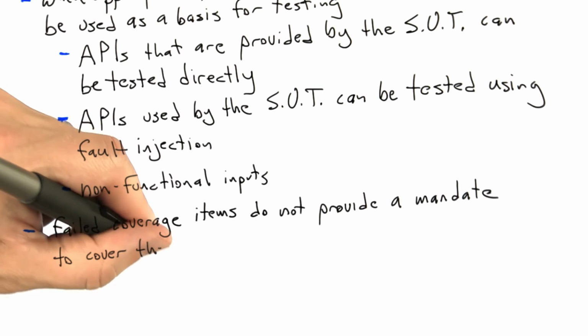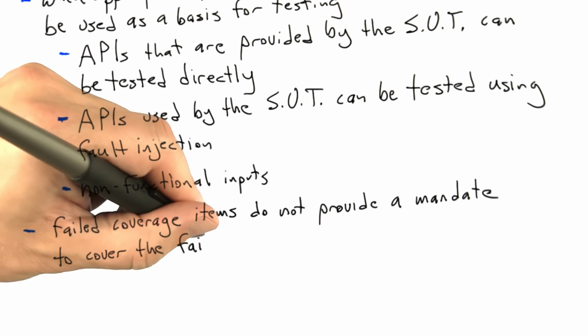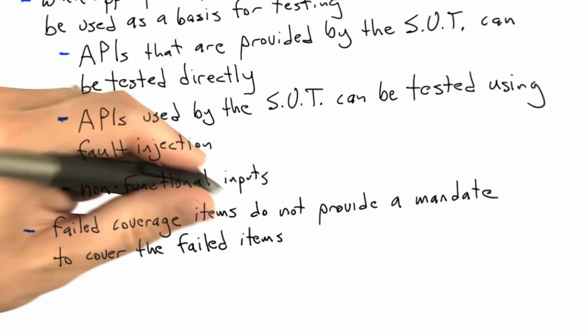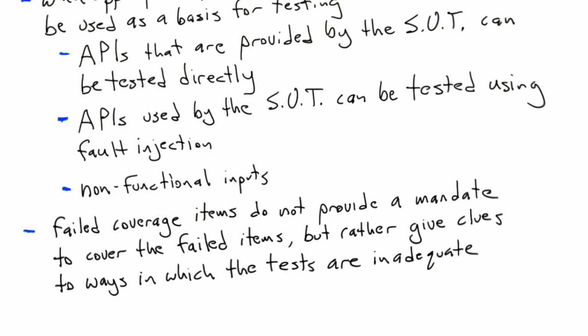And finally, the last principle for testing is that failed code coverage does not provide a mandate to cover the failed items, no matter how tempting that might be, but rather it gives clues to ways in which the test suite is inadequate. So blindly coding to the coverage metric is going to destroy those clues, but it's going to do it in such a way that doesn't improve the quality of the test suite very much. Taken together, this list of items that I've just given you constitutes pretty much all that I know about testing. And the detailed version of these has been the content of this course.